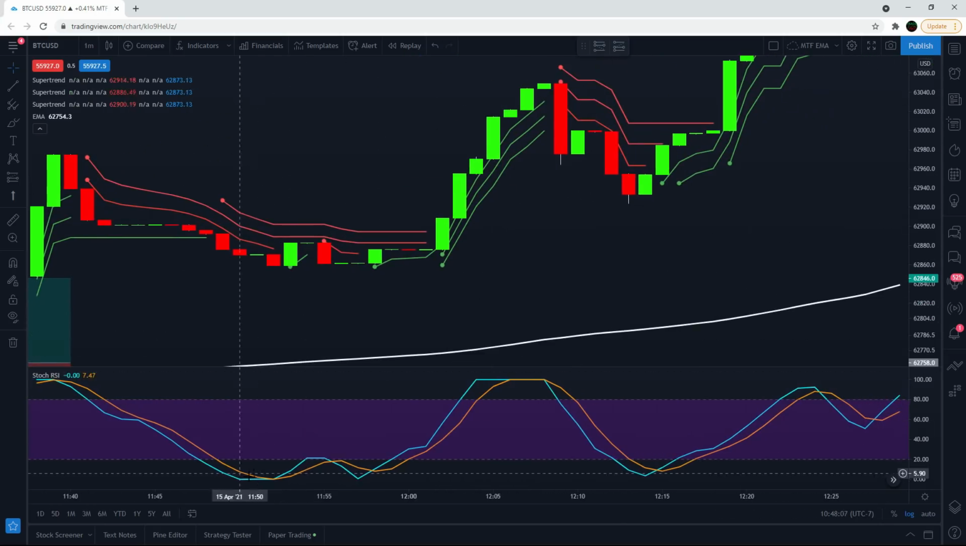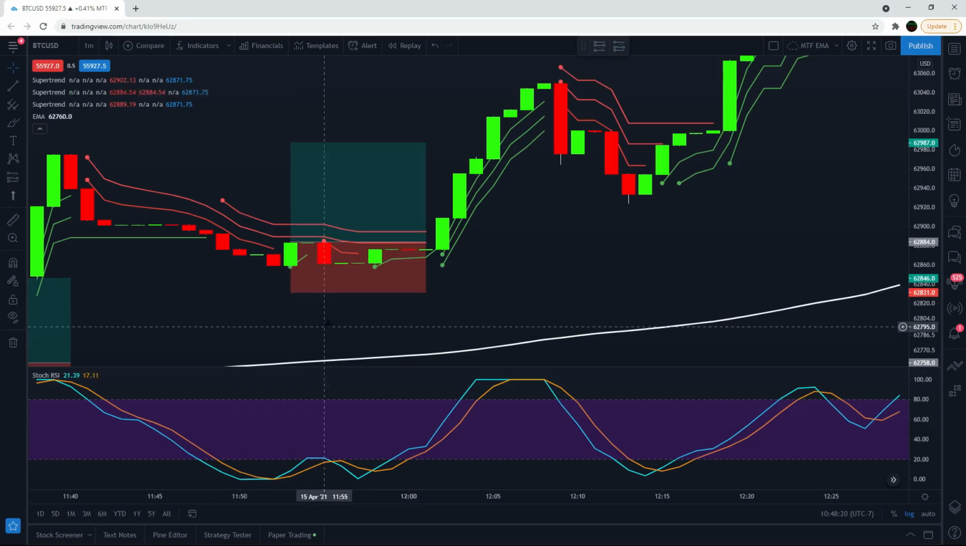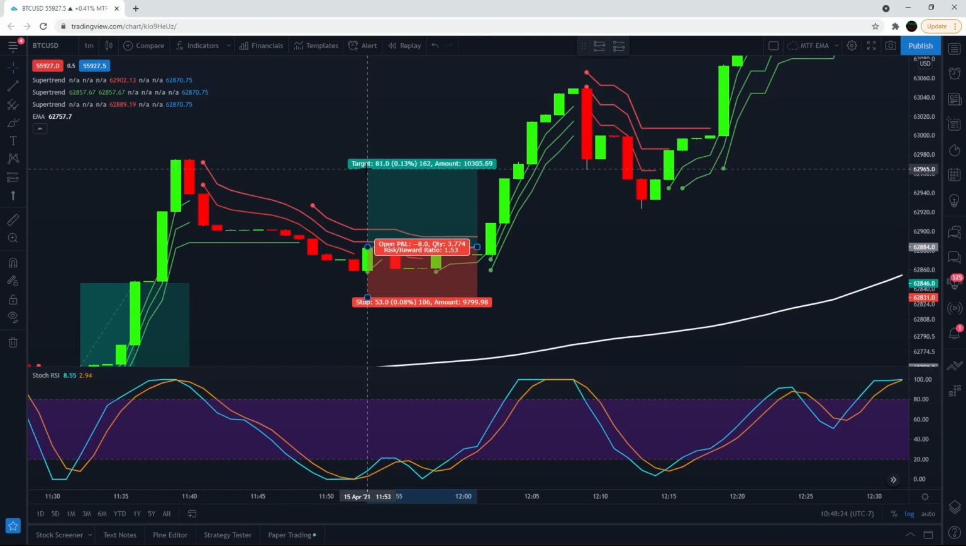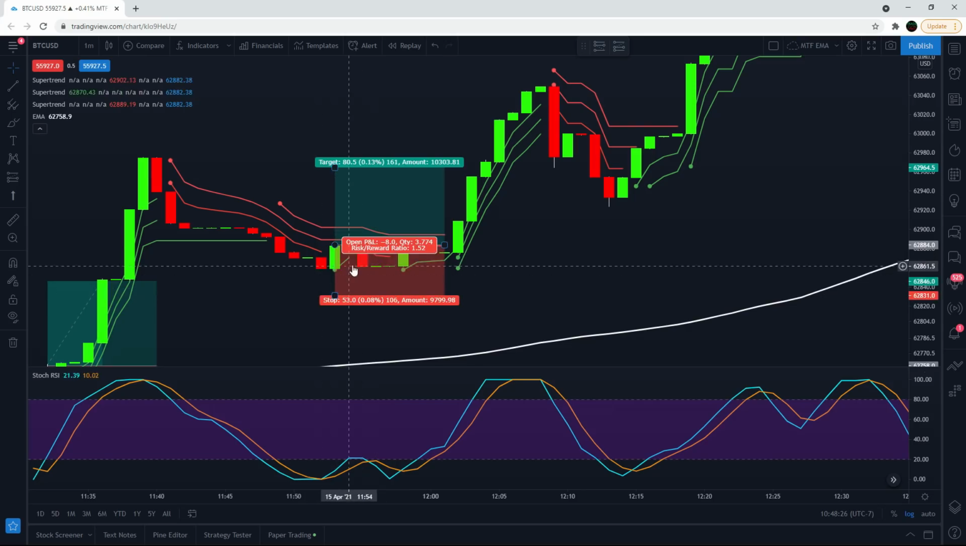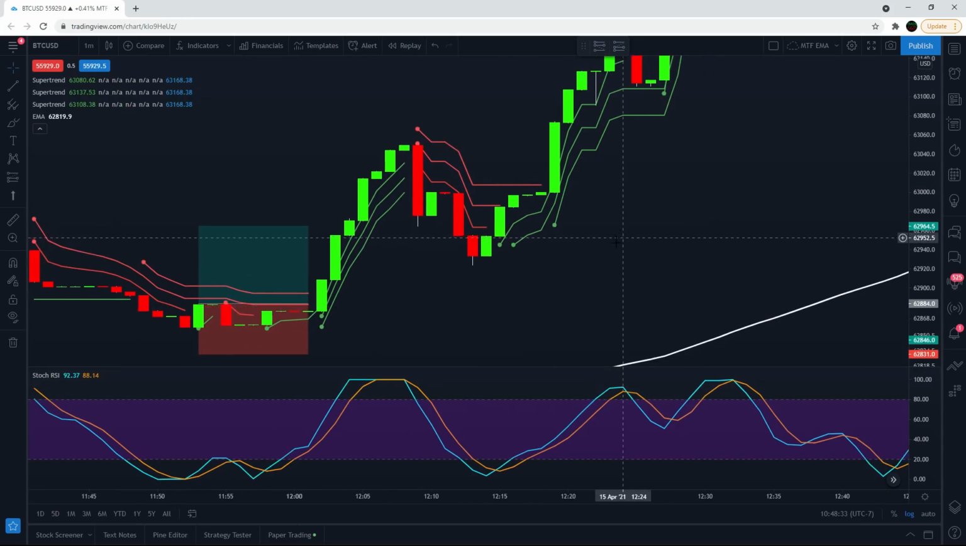Then we get another signal here where stochastic RSI is oversold, and we have green indication from the super trend. And in this example, I would be placing the stop loss a bit farther away than the super trend just because it is so close and I want to give it some wiggle room. And this is what I'm talking about using my own intuition on the trading challenge. I would not be placing a stop loss right there that close.